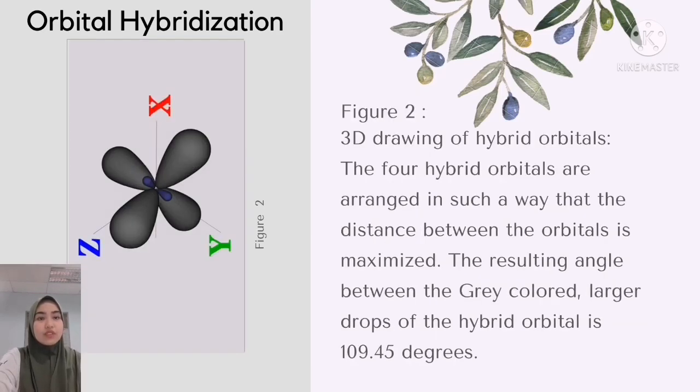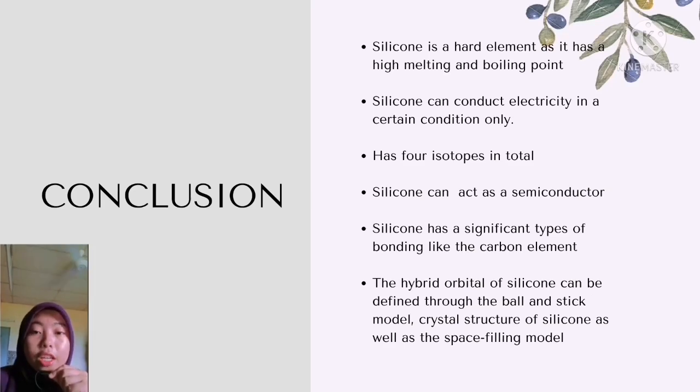So next, we're moving on to orbital hybridization. Figure 2 shows the Z, Y, and X 3D drawing of hybrid orbitals. The 4 hybrid orbitals are arranged in such a way that the distance between the orbitals is maximized. The resulting angle between the gray-colored, larger drops of the hybrid orbitals is 109.45 degrees.